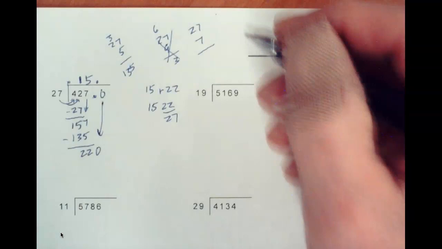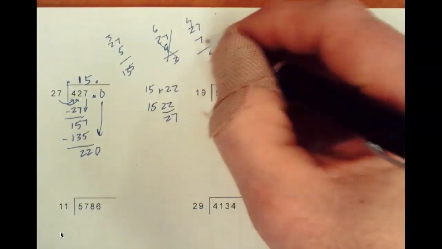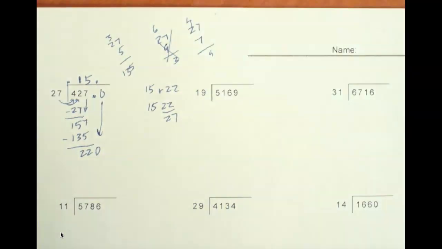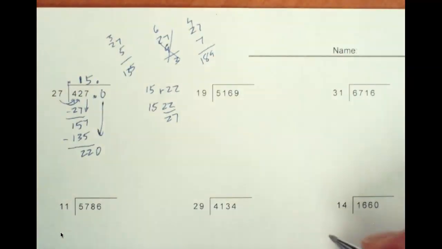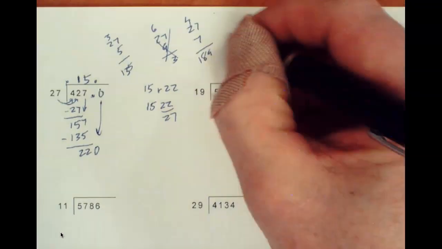7 times 7 is 49. Here's the 9. Here's the 4. 7 times 2 is 14. Plus 4 would be 189. I think that's going to be it. Nope, I think I still can, yeah, I think I can get 8.